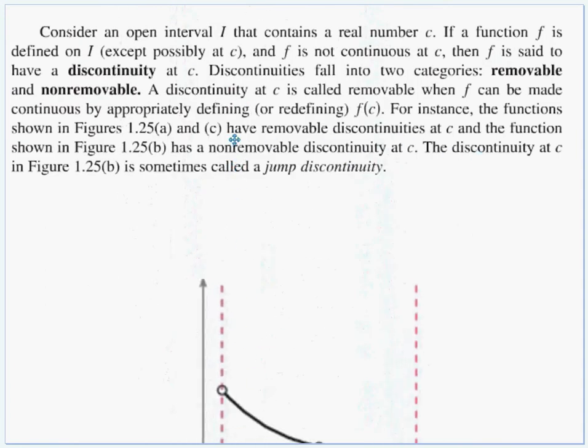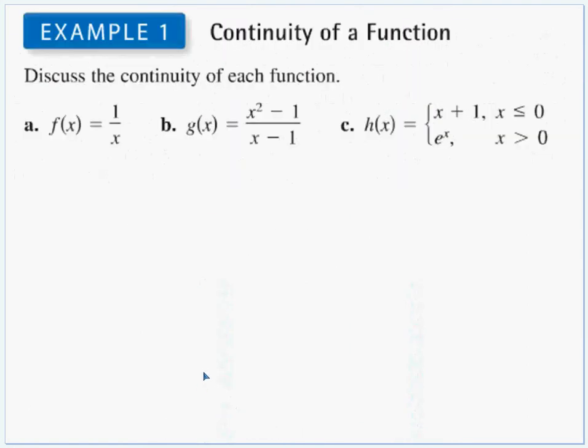Okay. Example 1, continuity of a function. Here the directions just say discuss the continuity of the function. So it might be easier to say where the function is not going to be continuous. And let's even figure out if it's going to be removable or not. So here, part A, this one.